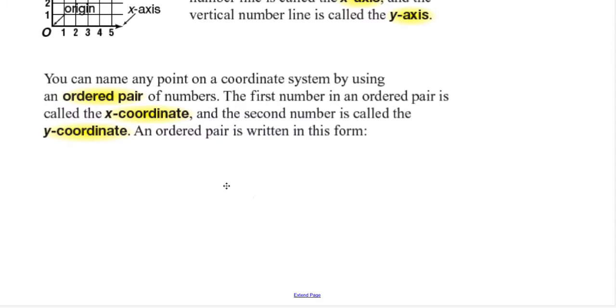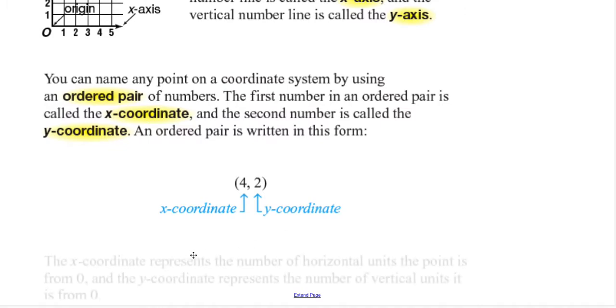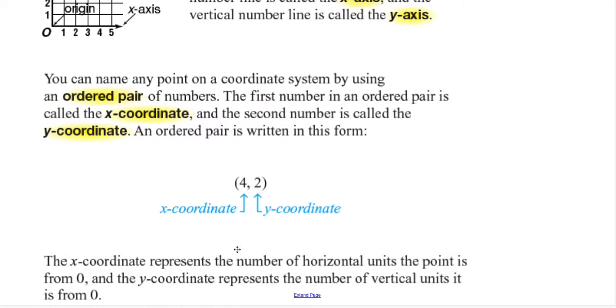An ordered pair is written in the form of something like this. This is our ordered pair. Again, why is this called an ordered pair? By the very term, it is always in an order. And the order is, the first number is always your x-coordinate, and the second number is always your y-coordinate. The x-coordinate represents the number of horizontal units the point is from 0, and the y-coordinate represents the number of vertical units it is from 0.